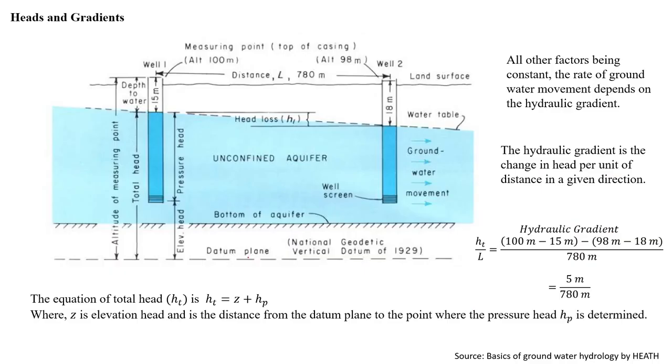In this slide we will see how we can calculate the hydraulic gradient of groundwater movement. Here I have shown one cartoon. It shows the unconfined aquifer. As I mentioned, an unconfined aquifer will have a free surface, and the unconfined aquifer will have atmospheric pressure.